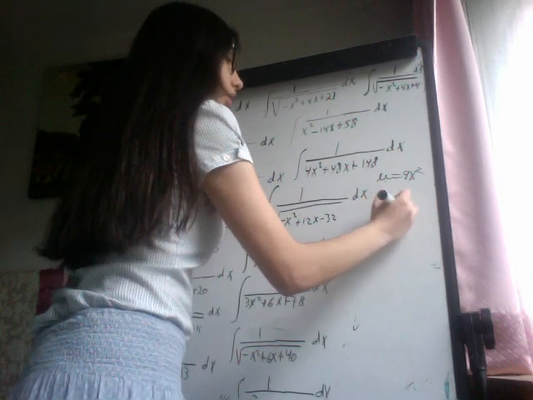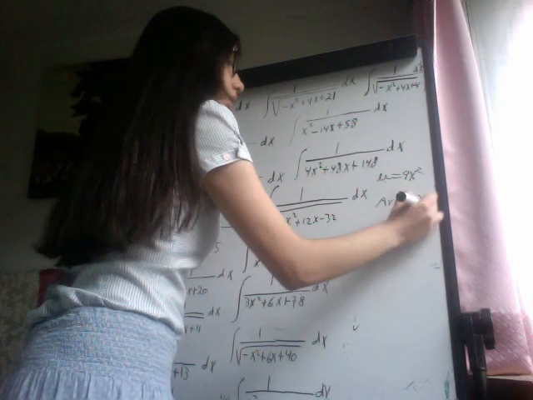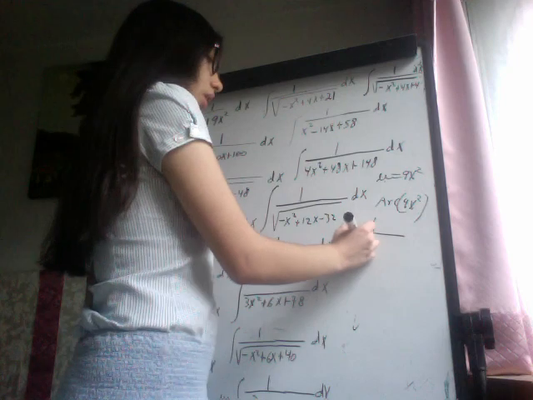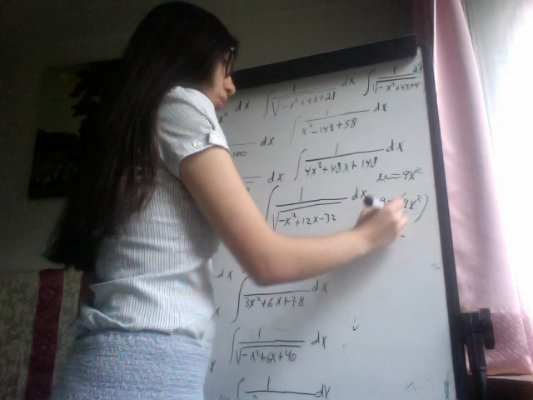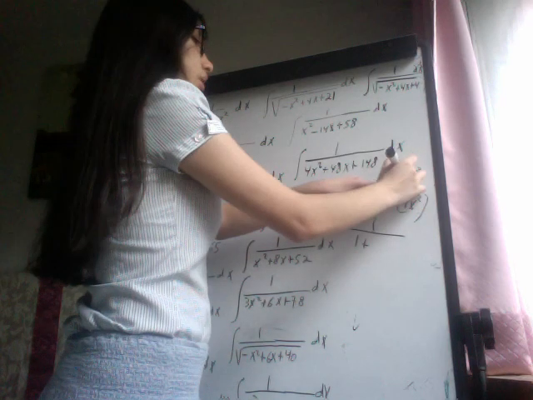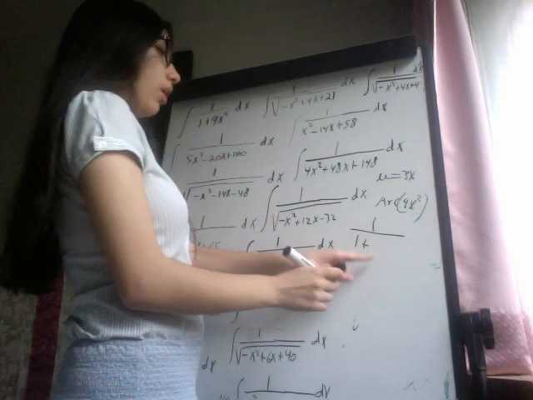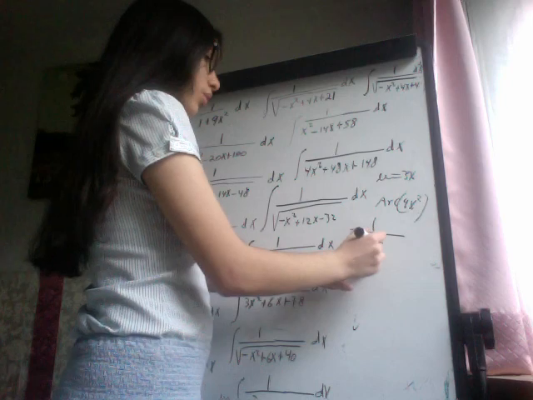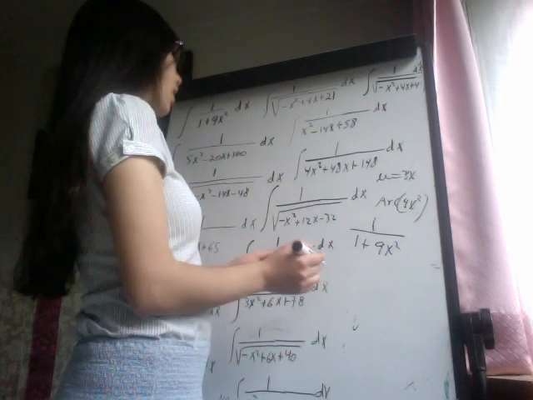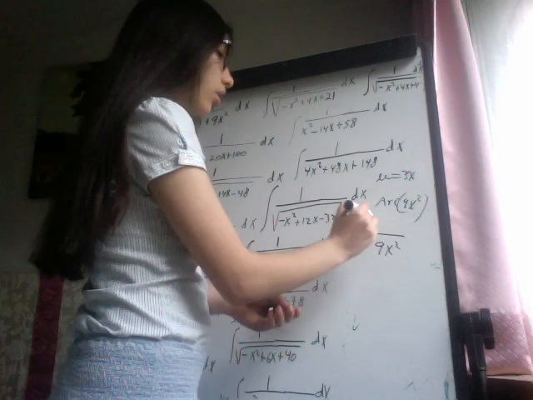Arctangent of 3x. What's the derivative? So it will be 1 over 1 plus u squared, where u is the square root of 9x squared, which is 3x. So 1 divided by 1 plus 9x squared, times the derivative of what is inside. The derivative of what is inside will be 3.